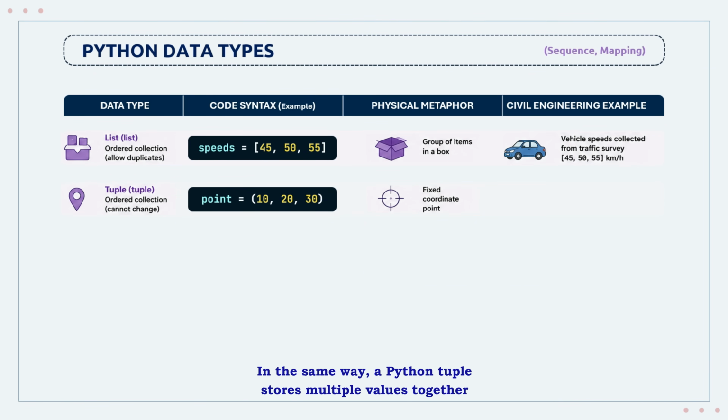In the same way, a Python tuple stores multiple values together inside a single container. But the values are fixed and cannot be modified accidentally.